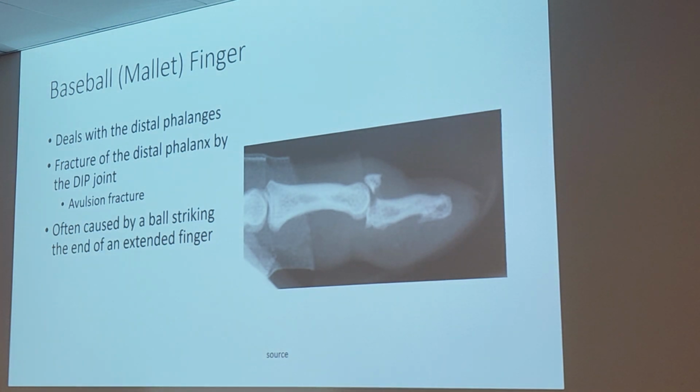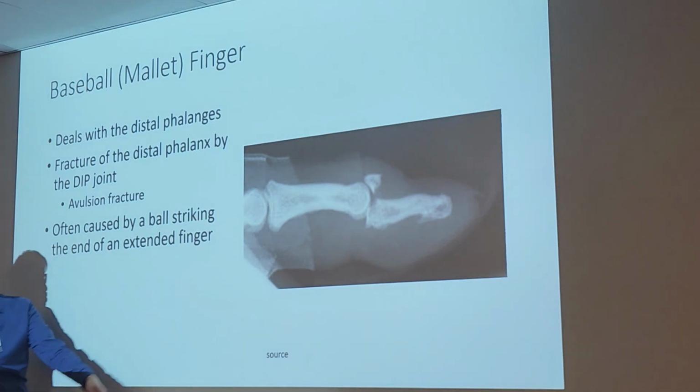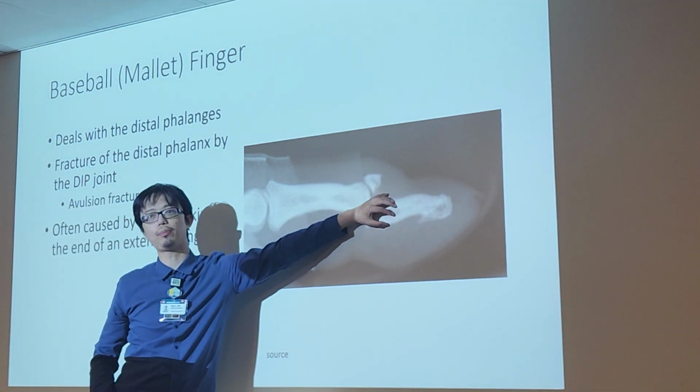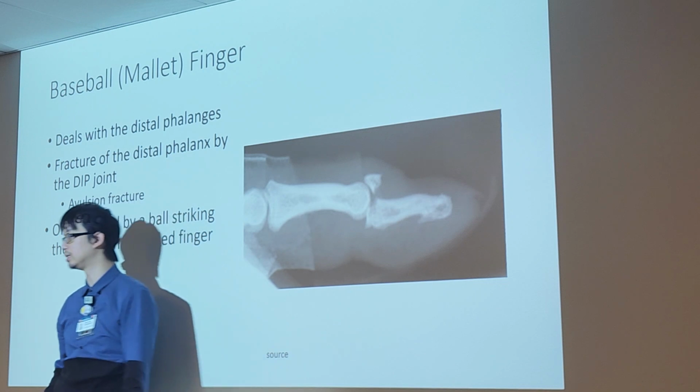Does that make sense? Okay, so the ball hits the end of an extended finger, or something happens to the end of the extended finger where you have this pulling motion or this external force against it, and it causes the ligament to rip a part of the bone off that distal phalanx.